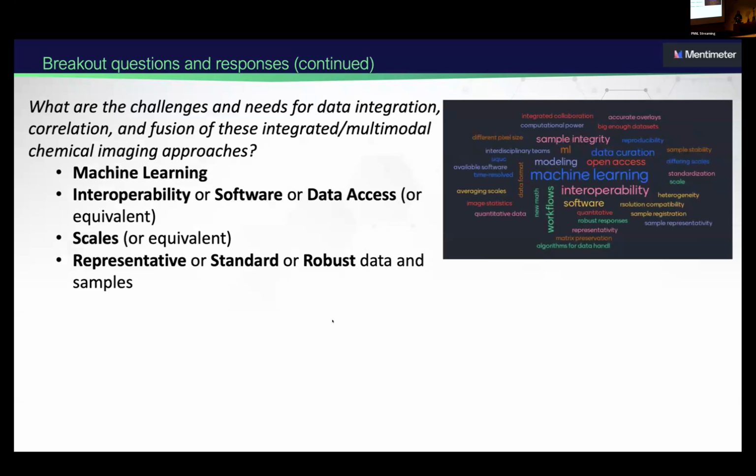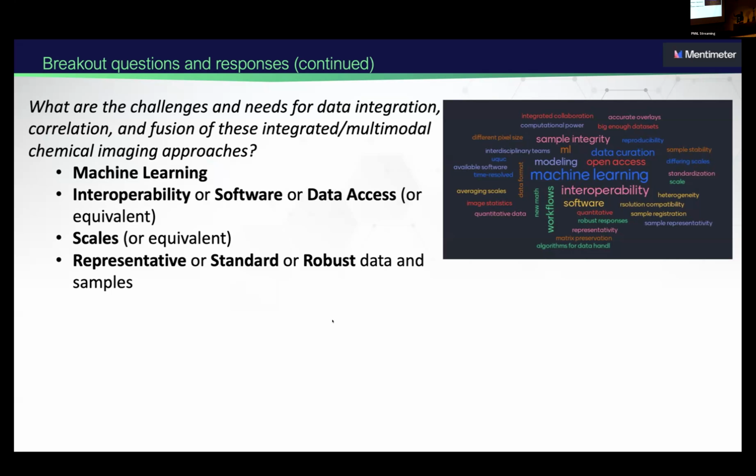And then what challenges and needs for data integration are there, and how can we address sort of these things? And machine learning, interoperability, data access, and software were major points. But again, how do we then scale that across? And then again, this idea of standard and robust data and representative data is a major challenge.